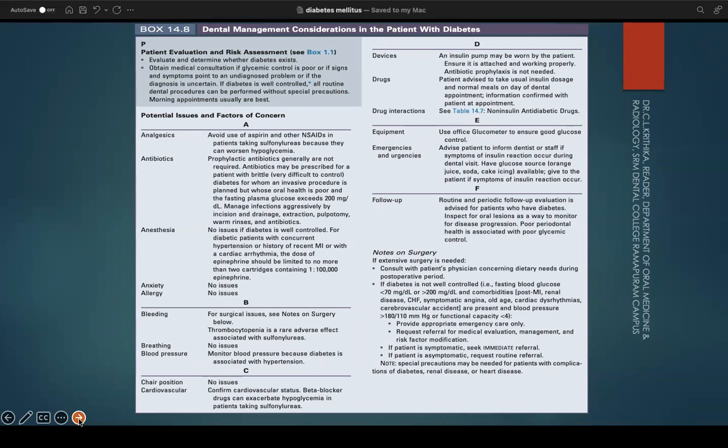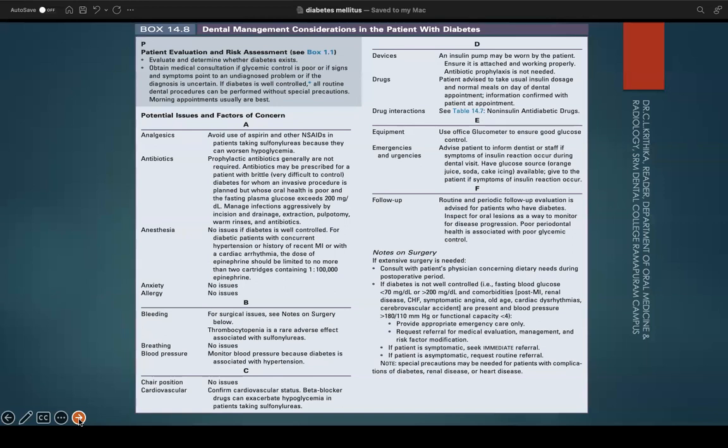Whenever local anesthetics are given, they do not pose a major issue unless there is a history of hypertension or a history of recent myocardial infarction or cardiac arrhythmias. The dose of epinephrine should always be limited to not more than 2 cartridges containing 1:100,000 epinephrine.